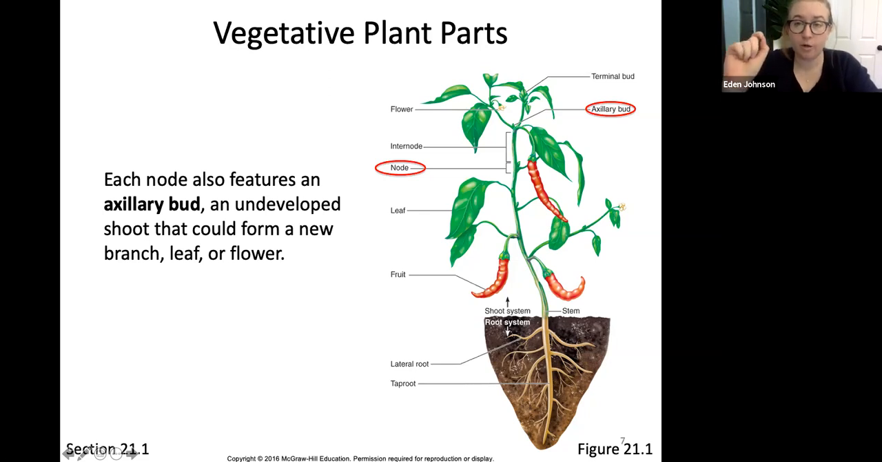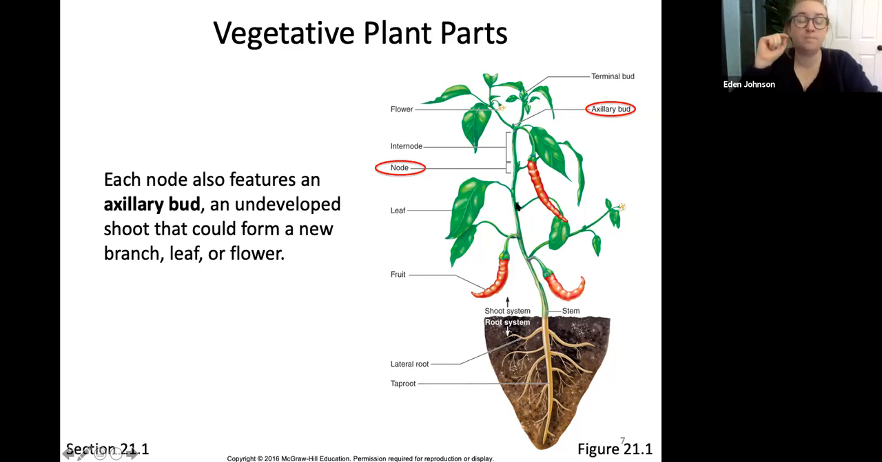Now, at every node, you not only have a leaf, but you also have what's called an axillary bud. Okay, so an axillary bud is like right here. And actually you can see it. I have this screen thing that was blocking it. Here is an axillary bud. Here's an axillary bud. Here it is too.